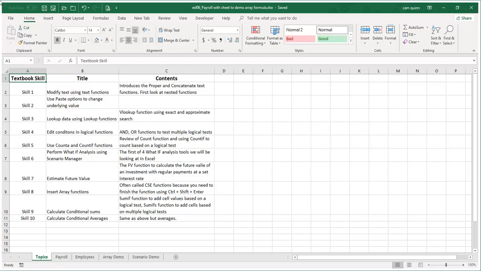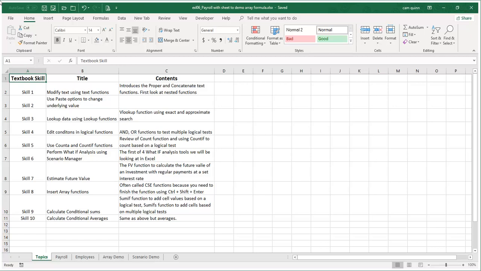Okay, so this week we're going to be looking at inserting advanced functions and create scenarios. So please go to Fanshawe Online, download the file exl06_payroll. You'll actually see when you get in there, there are four tabs plus the topics. So let's just take a quick rip through what we're going to be covering off.